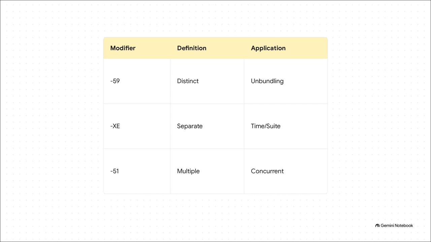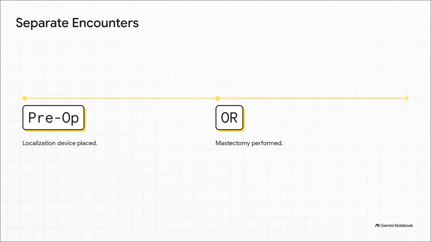the exact same time. Let's ground this in a real-world clinical timeline to show exactly why you have to append a 59 or XE modifier to a localization device when it happens before a mastectomy. Imagine a patient rolls into the preoperative holding area, right? A radiologist or surgeon places a localization wire or a clip.